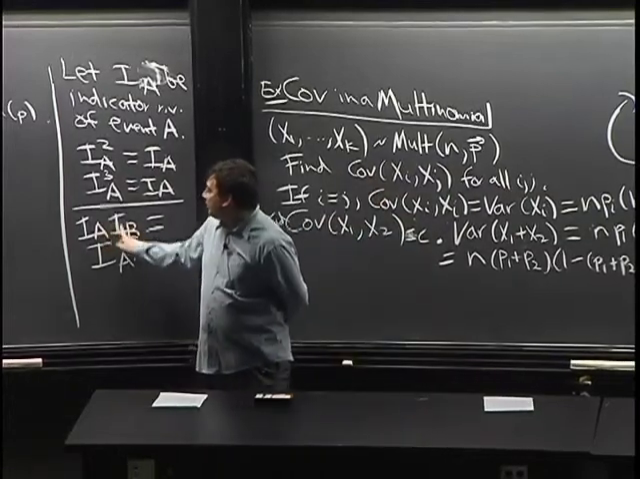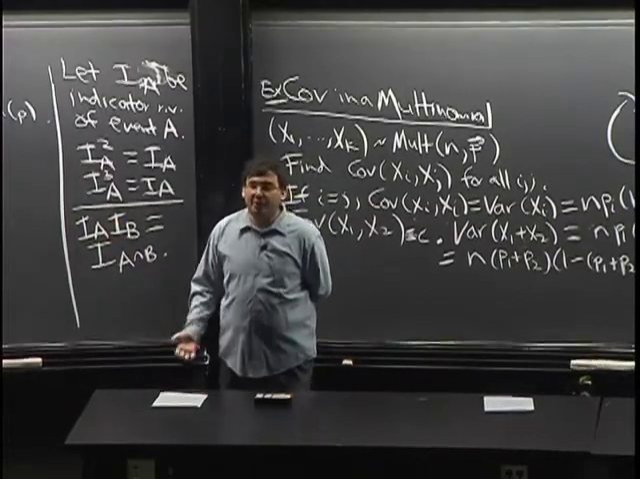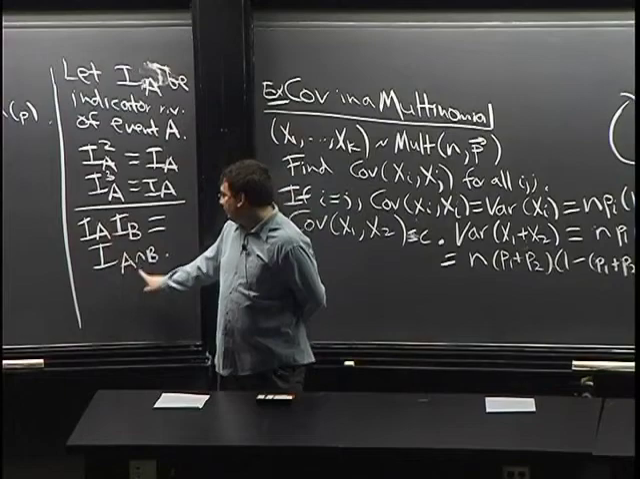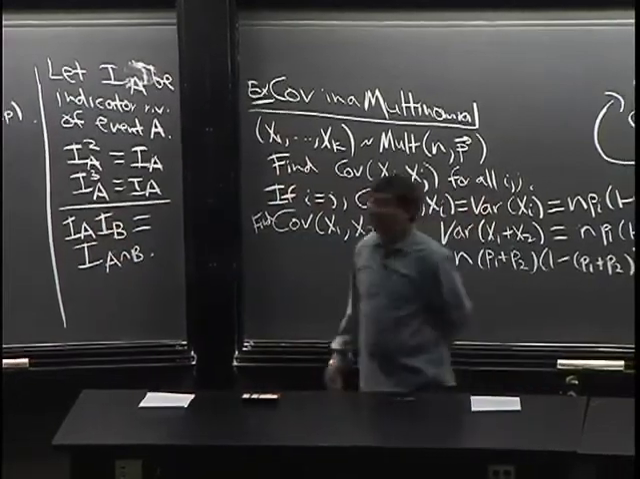The product of these indicators is 0 or 1 times 0 or 1. That's going to be 0 or 1. It's going to be 1 if and only if both of those are 1. That's the definition of intersection. So that's immediately true. Very useful fact.